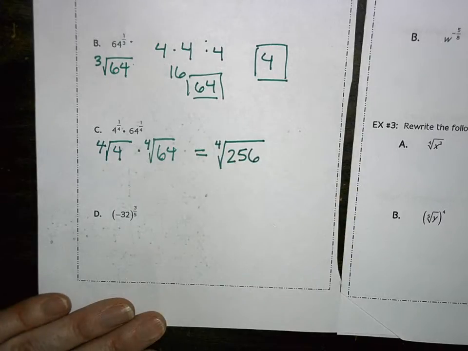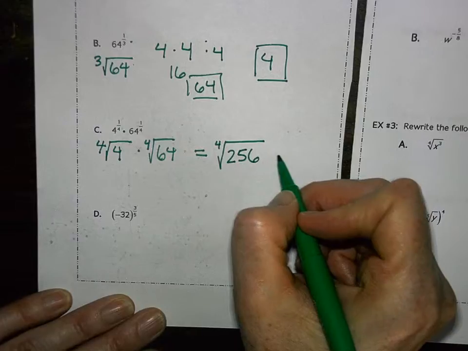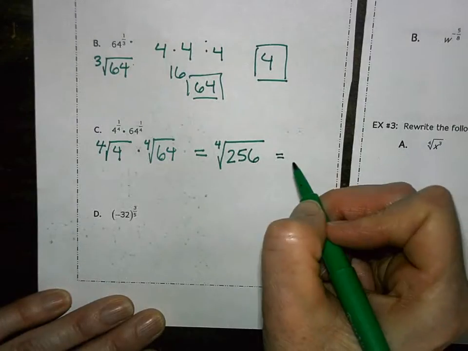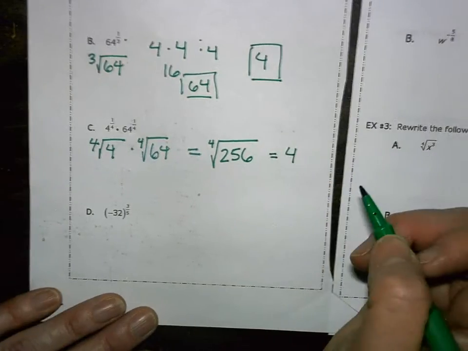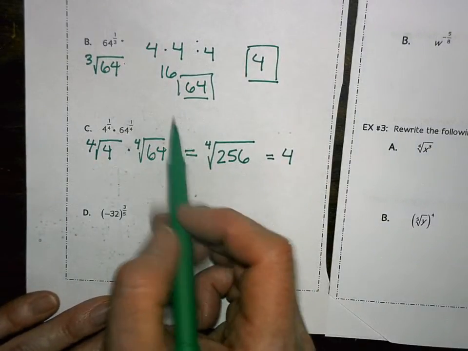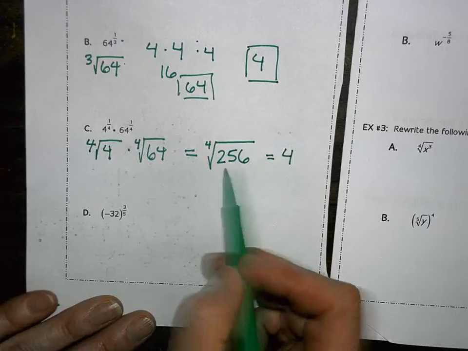256. So if I take that and say what number multiplied by itself 4 times is 256, let me do that. I get 4. Okay? Equals 4. Because if I take 64 and multiply it by 4 one more time, I'm going to get 256.